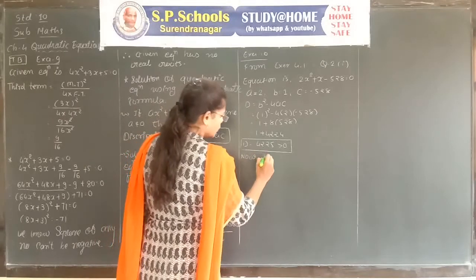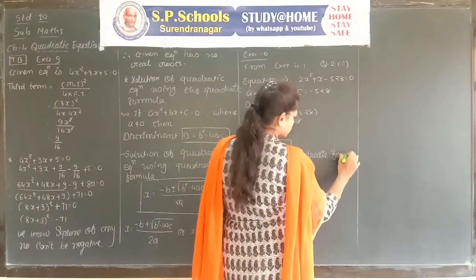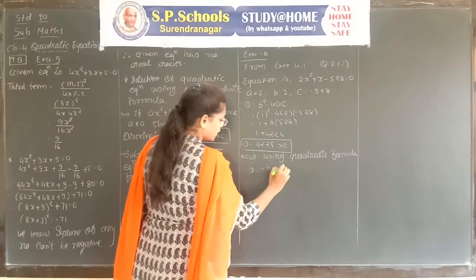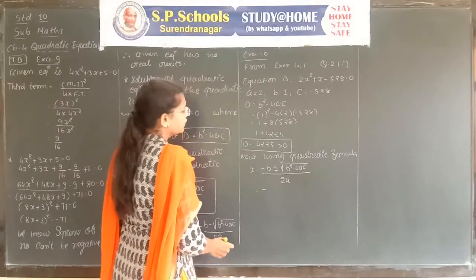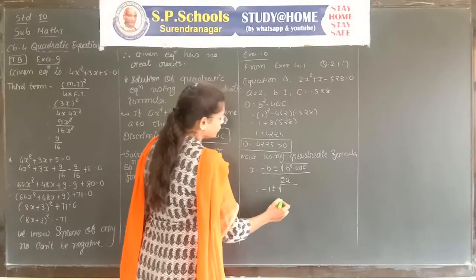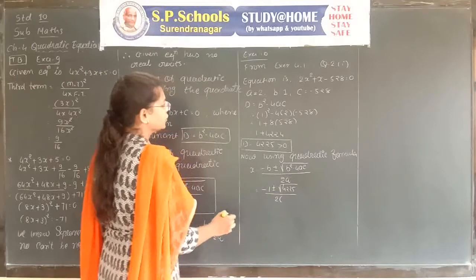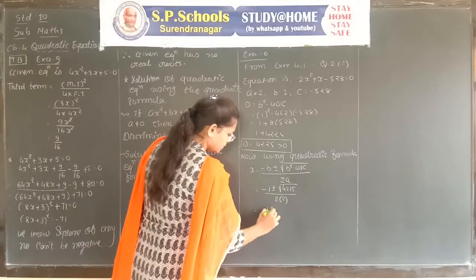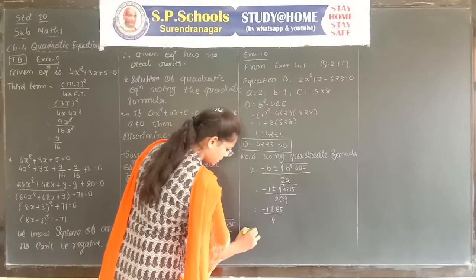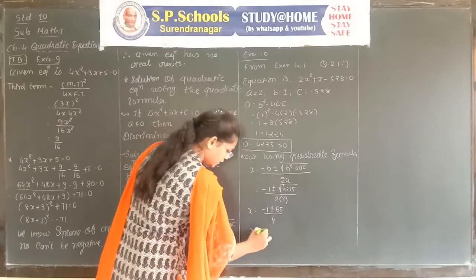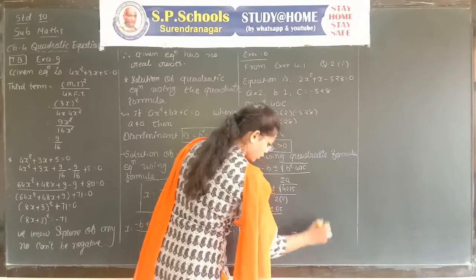Now, using the quadratic formula, x is equal to minus b plus or minus square root of b square minus 4ac upon 2a. Here b is equal to 1, plus or minus square root of b square minus 4ac, which is 4225, upon 2 times a, which is 2. Minus 1 plus or minus square root of 4225, which is 65, upon 4. Therefore, by splitting x as one time plus and one time minus, we get x is equal to minus 1 plus 65 upon 4, or x is equal to minus 1 minus 65 upon 4.